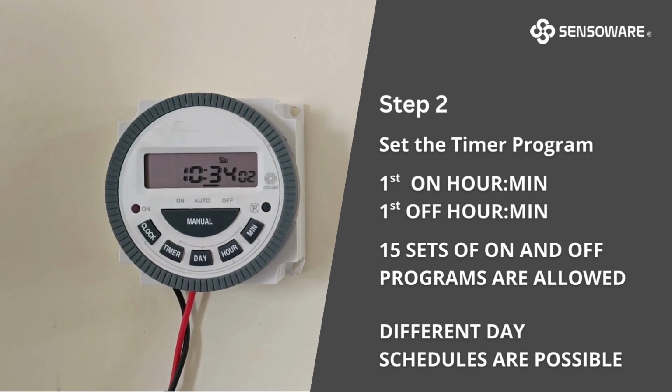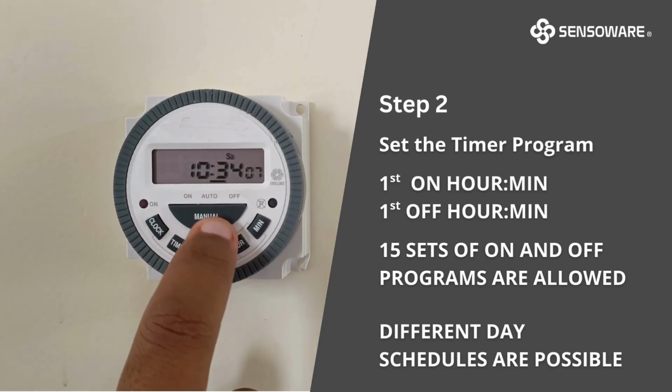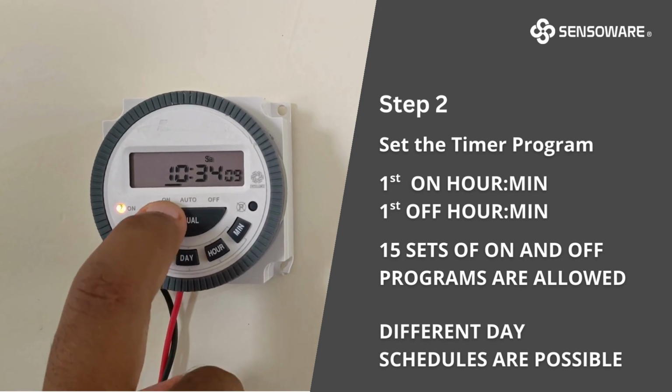Now it is off at 10:34. To override the auto function, press the manual button to the desired indicator position to change between on, auto or off.